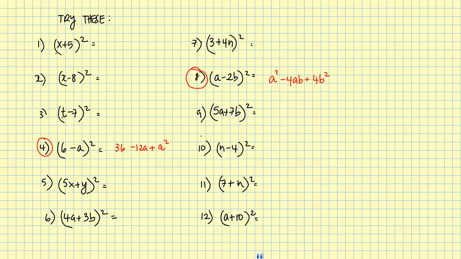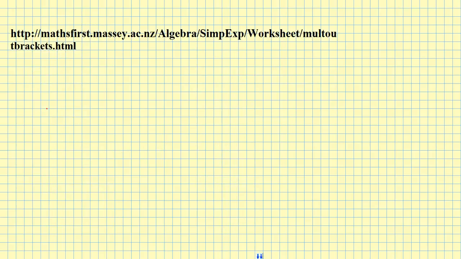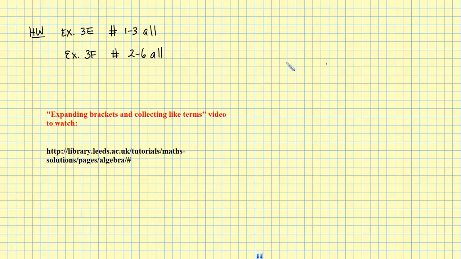All right, I'm going to leave the questions that I circle in blue for you to work out on Play Pause It and put your solutions in. So I'll ask you to do 2, 5, and 11. All right, that's basically it. Your work is here. It's exercise 3E, numbers 1 through to 3, all of it, and 2 through to 6, all of it.